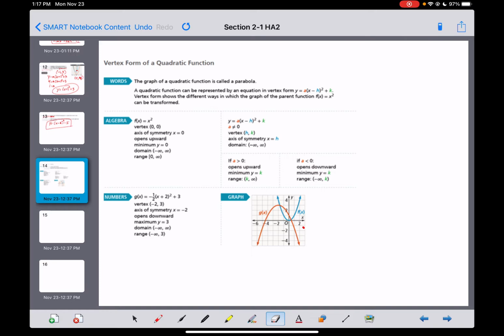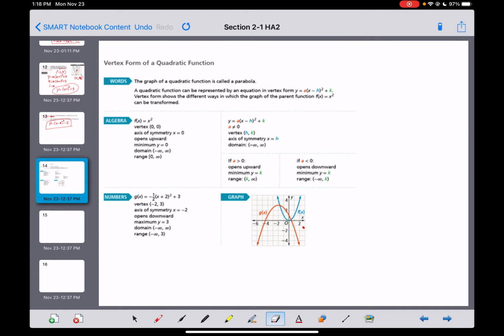The graph of the quadratic equation is called a parabola. It's in the form y is equal to a times x minus h squared plus k. The domain, range, all those different types of things. The vertex is h,k. The axis of symmetry is x is equal to h. If a is positive, it opens upward. If a is negative, it opens downward. If a is greater than 1, it's stretching, getting skinnier. If a is between 0 and 1, it's getting fatter, or compressing.